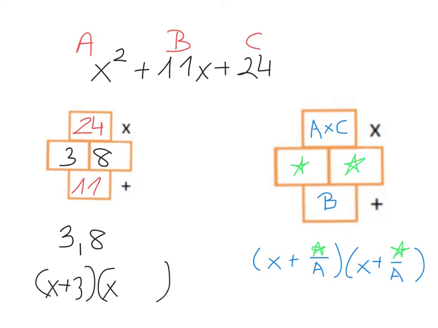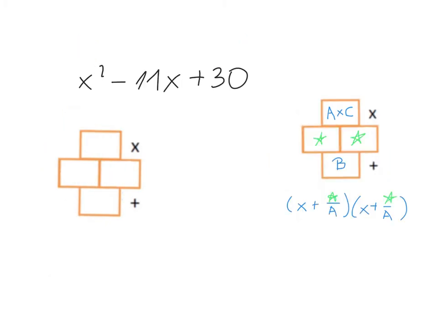So plus 3 over 1 is 3 basically, and positive 8. 8 over 1 is 8. Okay, it's very simple when a is 1, because we don't have fractions here, we don't have to divide it. And I'll show you another example.